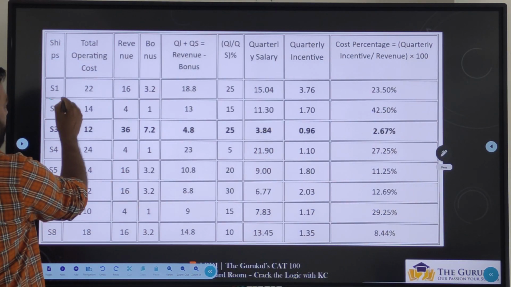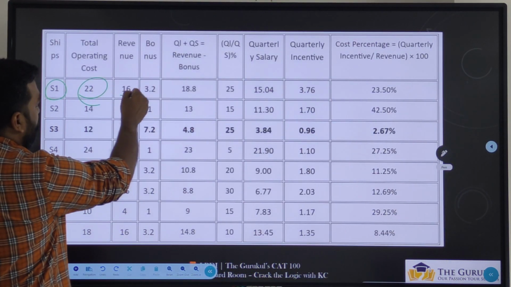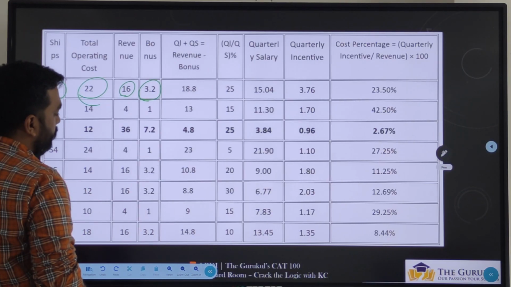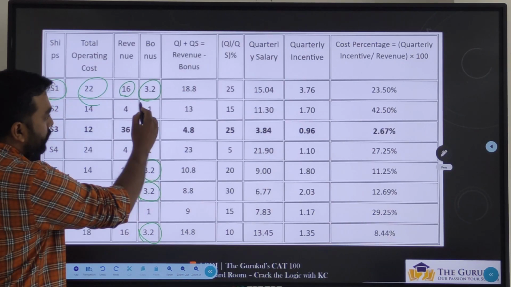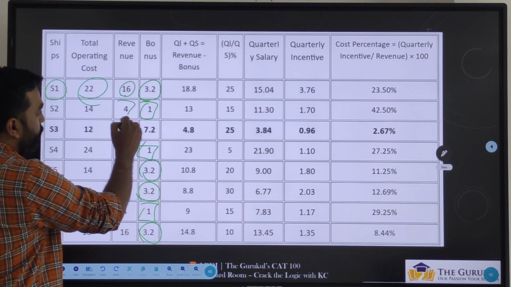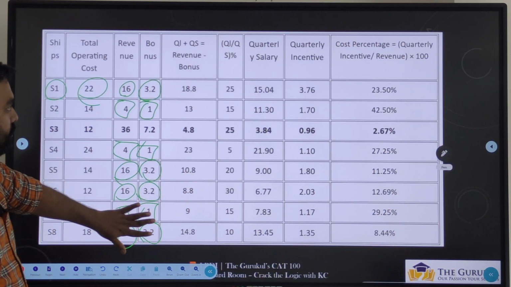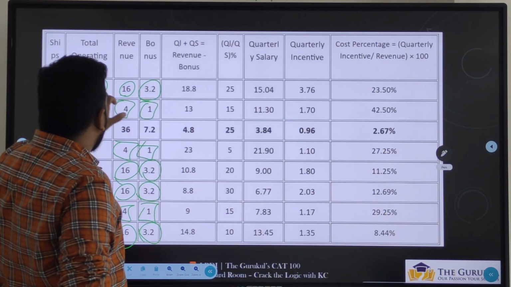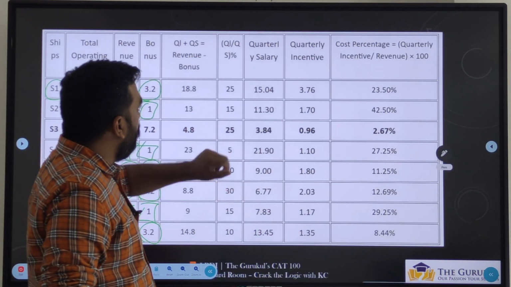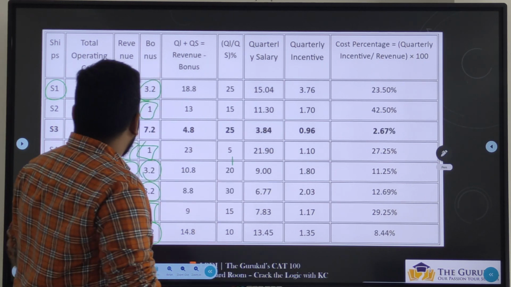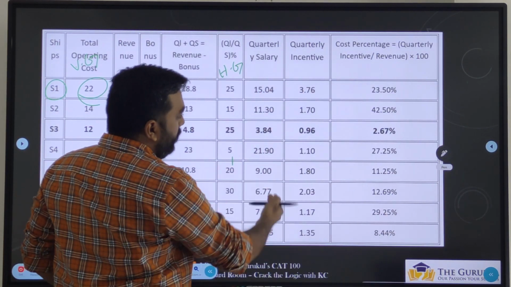Ship 1, let us see what values we got. We got operating cost from the graph, which is 22. Revenue 16. Bonus 3.2, 0.2 into whatever is there. See, everywhere you will get the same value. 1, 1, 1. 4, 4, 4. 16, 16, 16 and 16. The values will not change. And this will be the difference between this, 22 minus 3.2, 14 minus 1, 12 minus 7.2. And this percentage is already in the graph. So this is vertical graph. This is horizontal graph. Remaining values we will calculate.